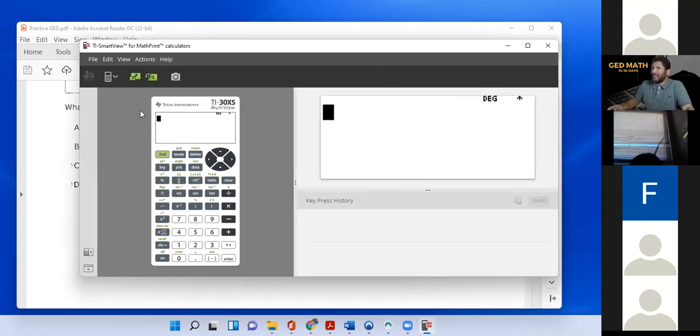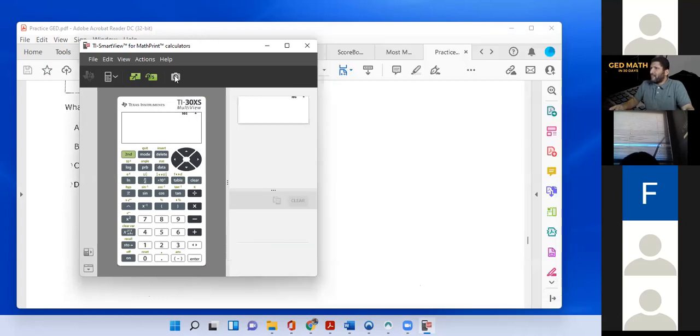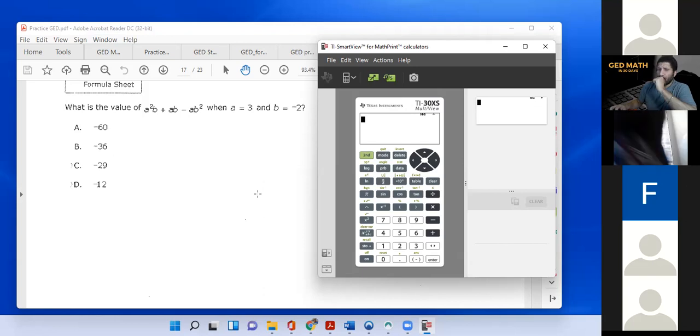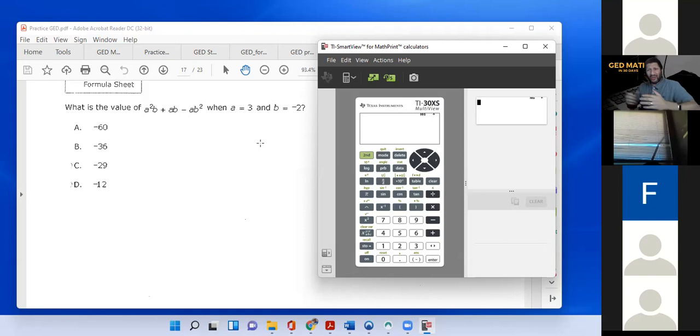Now, I'm not sure if anyone knows how to do this. It's telling me 2 values. It's giving me A and B. How would I store both those values? Can anybody tell me how I could store both those values? A equals 3 and B is minus 2. I showed you how to do 1. How could we do 2?